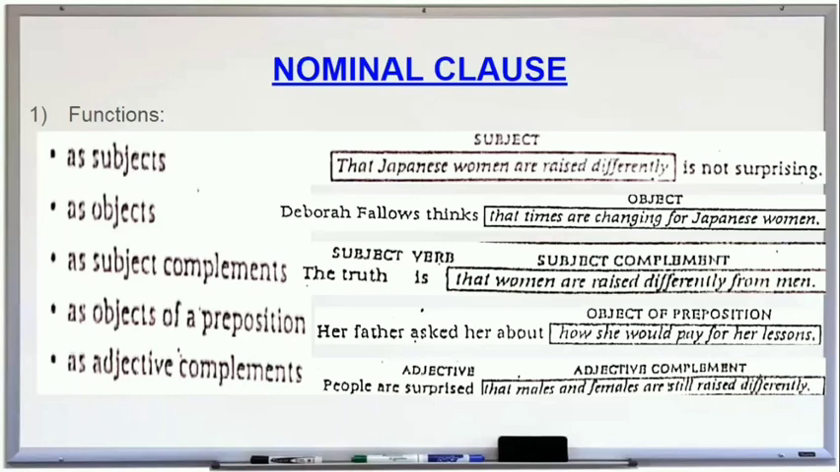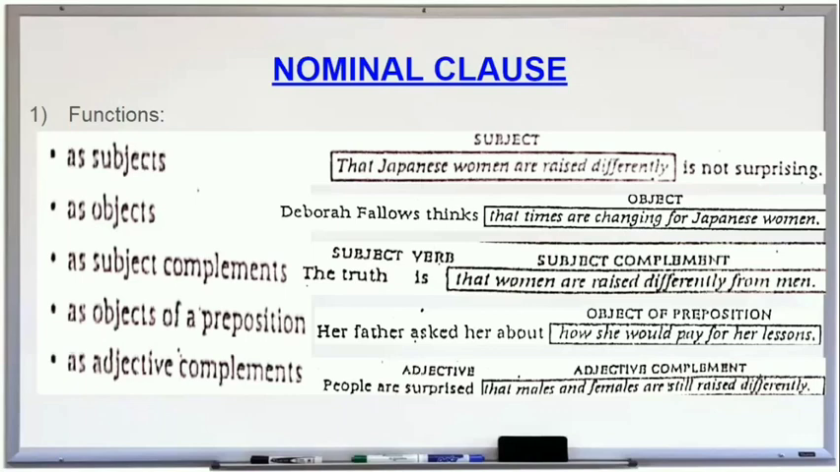Let's go on with noun clauses as objects. Here in this example, you can read: Deborah thinks that times are changing for Japanese women. Again, there is a subject, a main verb, which is thinks, and after that, a pure subordinating conjunction, a subject again, and another conjugated verb. Deborah thinks something, thinks it.